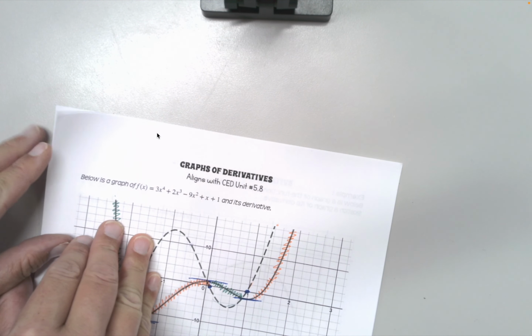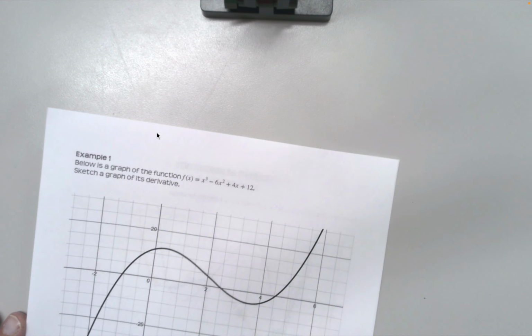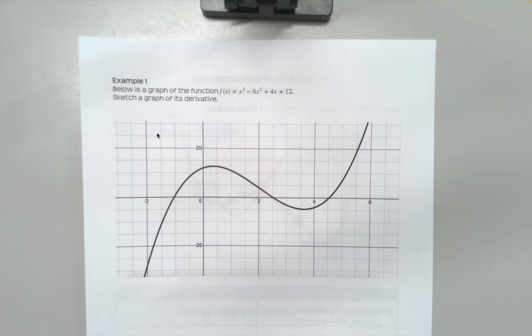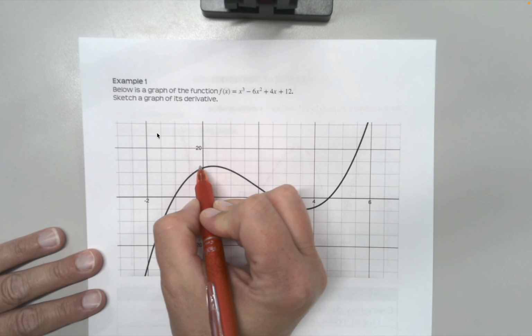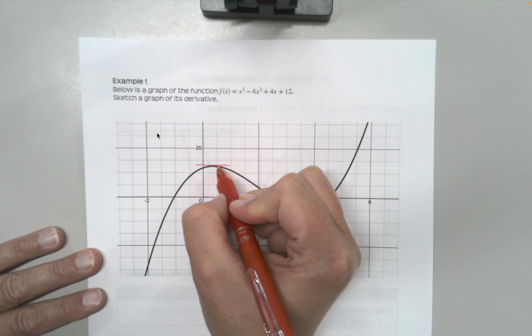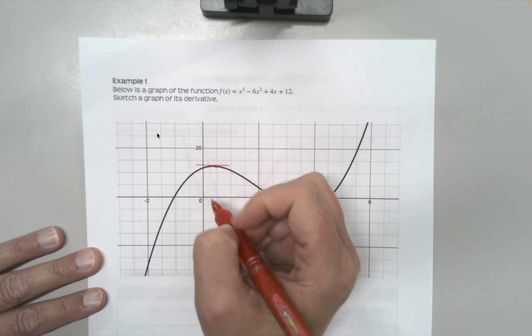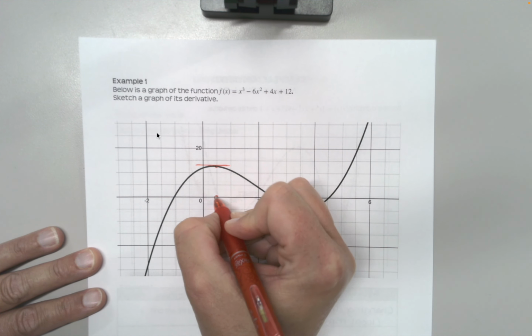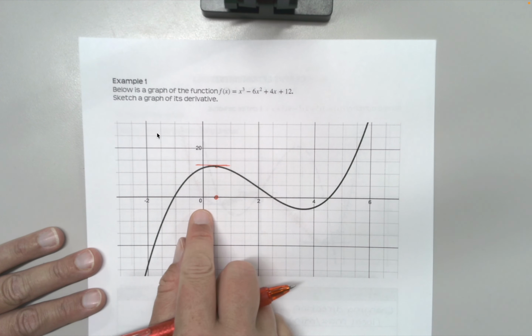Let's try one example where we're going to draw our own derivative here. Okay, so here's a function, x cubed minus 6x squared plus 4x plus 12, and we want to draw what the derivative should look like. Okay, so the first thing I always start with is where are the zeros? I'm seeing a relative max right around here someplace, so I would probably put a 0 here. Okay, that's my derivative 0, right?